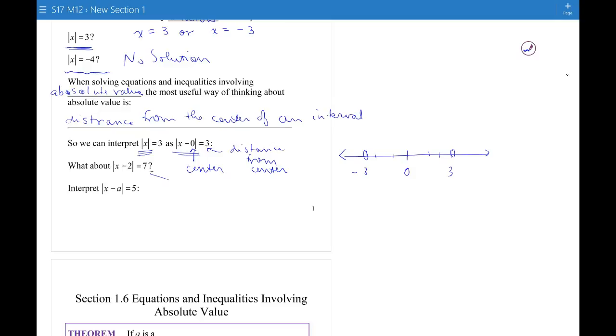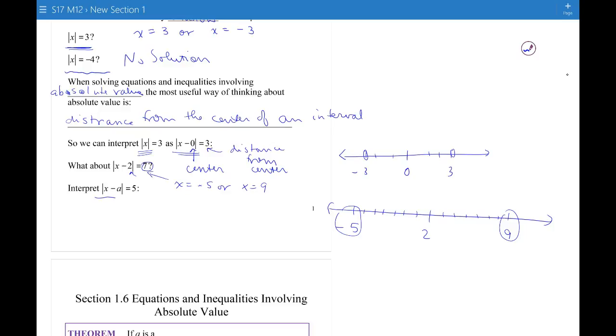So let's look at this next one. 2 is the center of the interval. 7 is how far we go each way. 1, 2, 3, 4, 5, 6, 7. So that's going to be 9. And -5. So the two numbers that are each a distance of 7 away from the number 2 are -5 and 9.